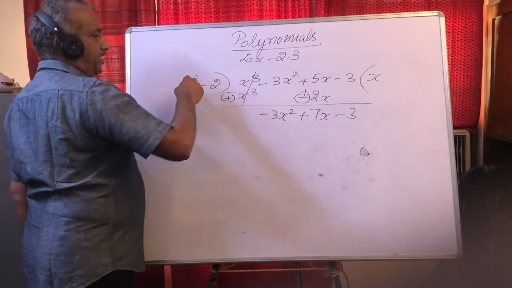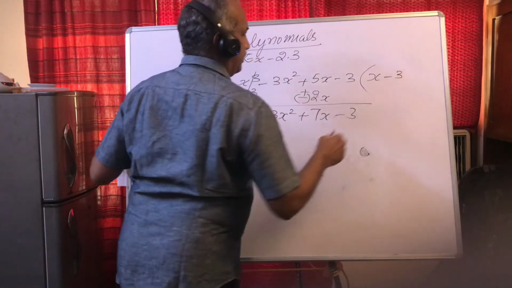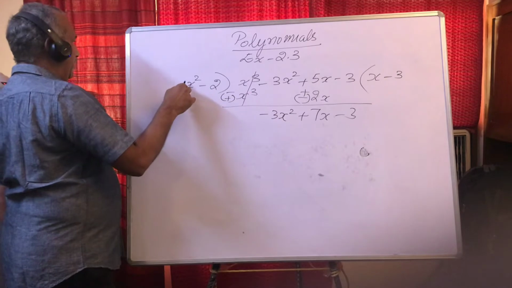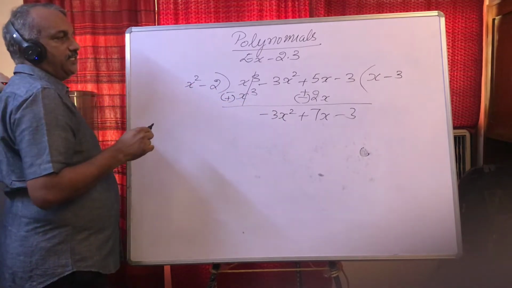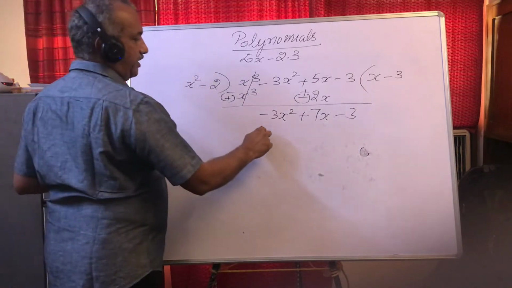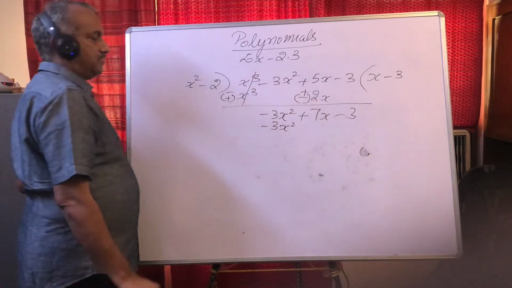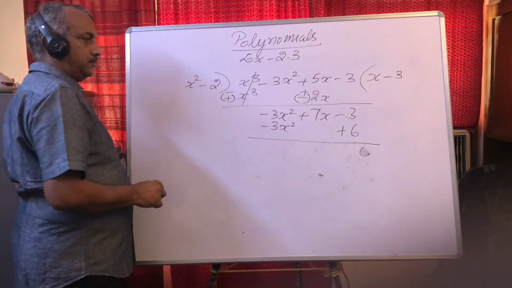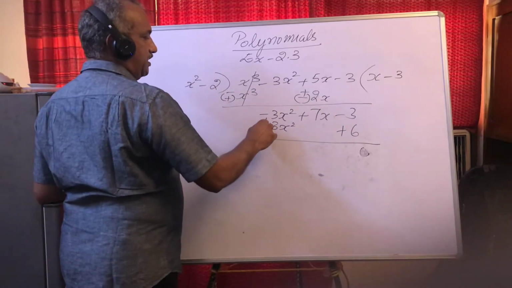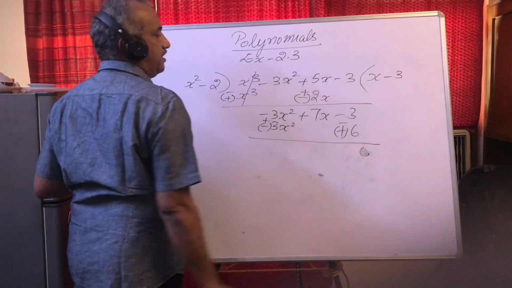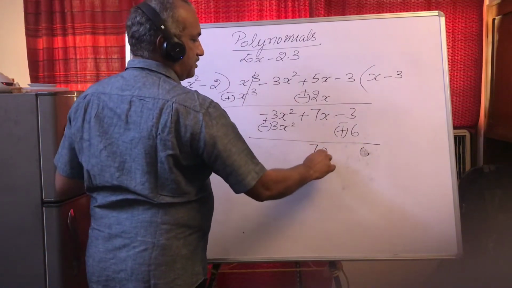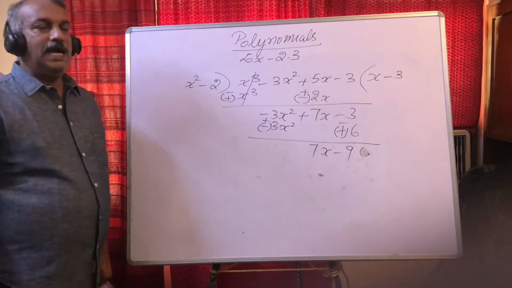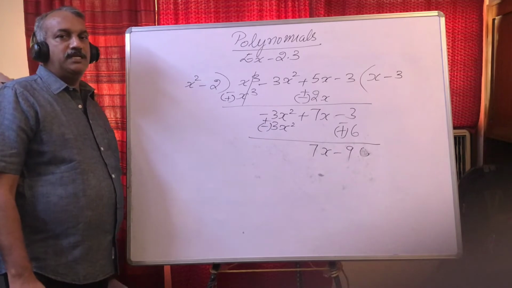Minus 3x square upon x square. Divide the first term of the dividend by the first term of the divisor. Minus 3x square upon x square, the x square gets cancelled, we get minus 3. Minus 3 into x square, minus 3x square, minus 3 into minus 2, plus 6. Then change the sign, minus minus plus, plus minus minus. So we are getting 7x minus 9. So the quotient is equal to x minus 3 and the remainder is equal to 7x minus 9.